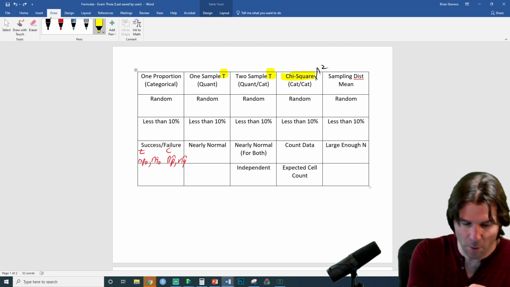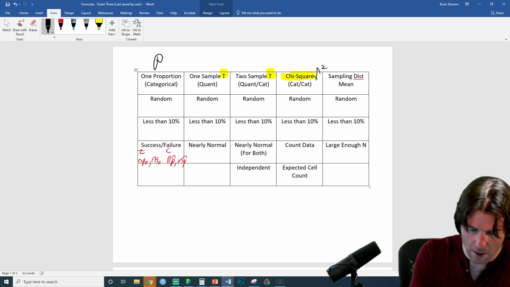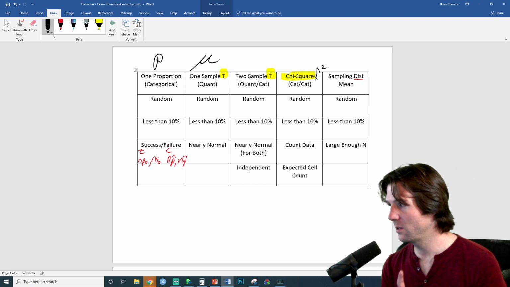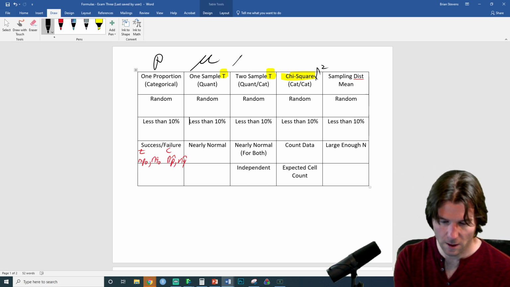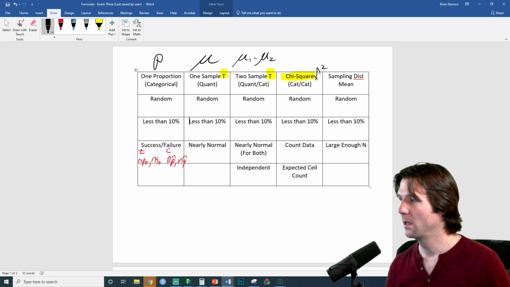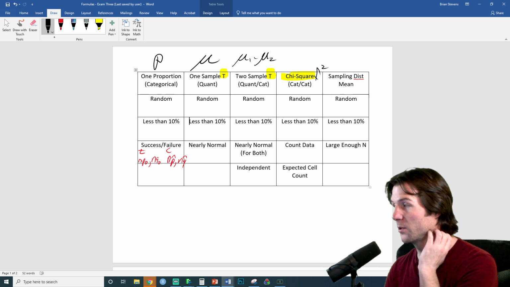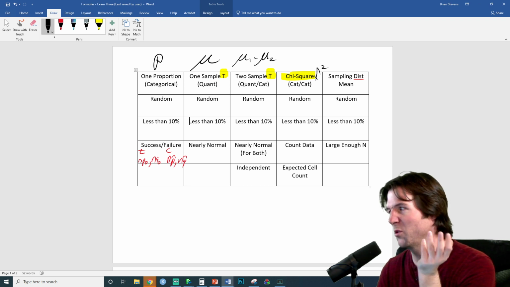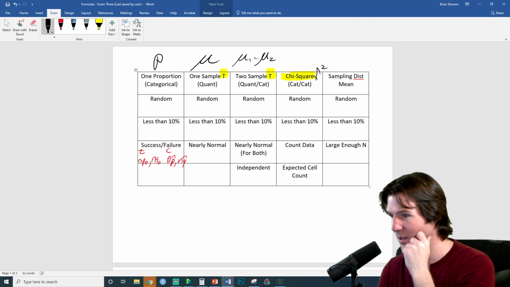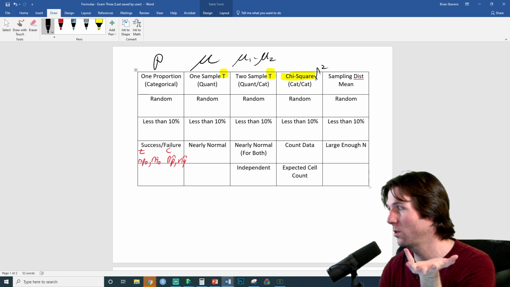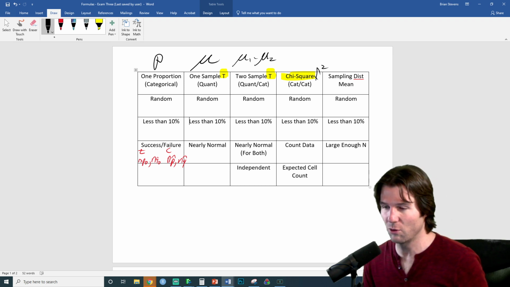When you're testing a proportion, it's going to be P. When you're testing a mean, it's going to be mu. When you're testing 2 means, it's going to be mu1 minus mu2. So this is a huge hint right here on how to write the nulls and alternatives, because when you're testing a proportion, you're testing the true proportion. When you're testing the mean, you're testing the true mean. When you got a population parameter, nice job, Sarah. And when you're testing two means, you have two true means.